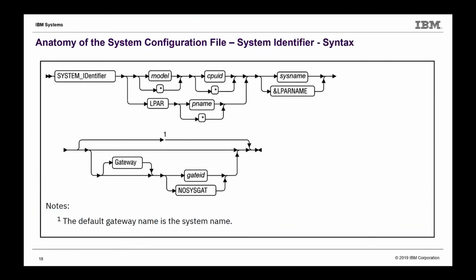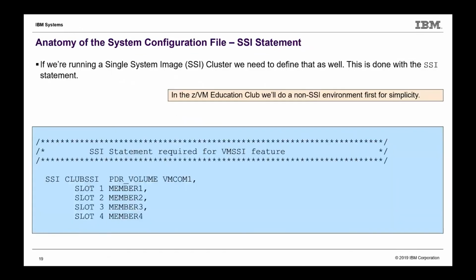All right, and so for a lot of these, I include the syntax diagrams. I'm not going to go over them, though. So SSI, right, again, we're not going to do that necessarily here in the Education Club right away, but just wanted to make you familiar with the fact that I would have an SSI statement. I would give it a name. So in this case, Club SSI. I'd have to indicate where the PDR volume is, right? So that's going to be my volume serial there, VMCOM1, which would be the default.